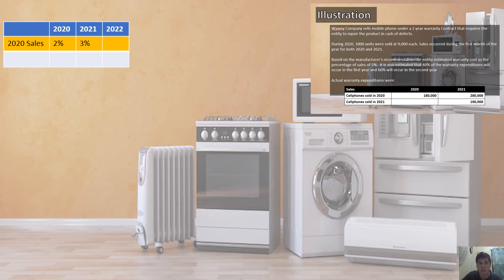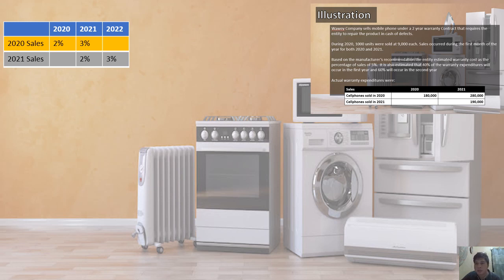For the 2021 sale, the assumption is the same: the sale was made at the beginning of the year. So therefore, the first year of warranty should be incurred in 2021, and the second year of warranty should be incurred in 2022. Same case, 40% of 5% is 2%, which will be incurred in 2021, and the second one will be 60% of 5%, that will be 3%. Okay? So if you find the percentages difficult, you can also reflect them using the full amount.